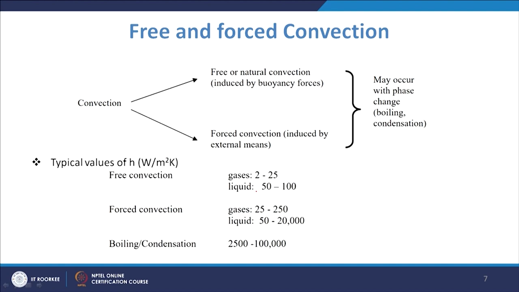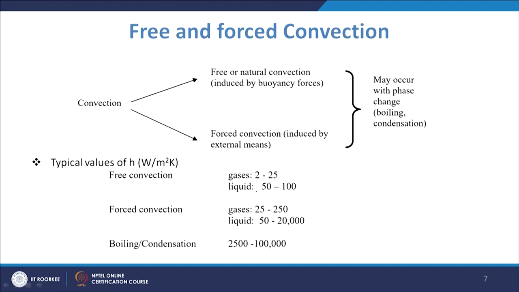Now, the heat transfer coefficient H has the unit of watt per meter square Kelvin. In the case of free convection, for gases you get values of 2 to 25, and for liquids 50 to 100. Whereas with forced convection, the heat transfer coefficient is about 10 times that of free convection for gases, and for liquids it goes to about 200 times. That is how the heat transfer is changed when forced convection takes place.